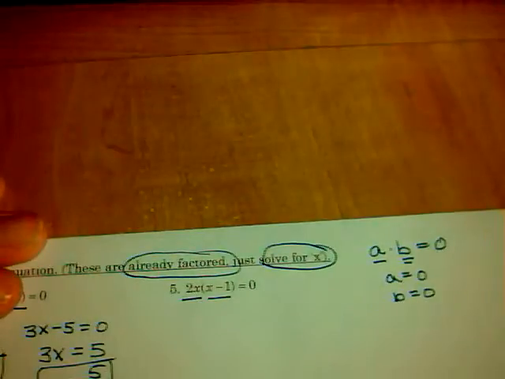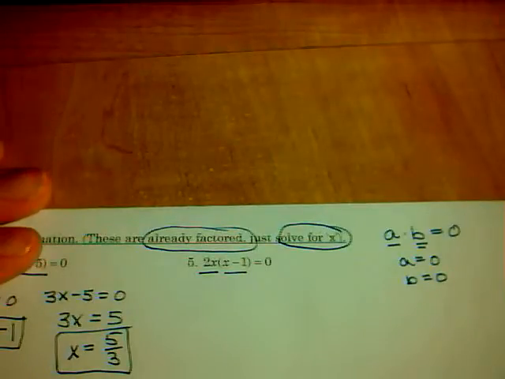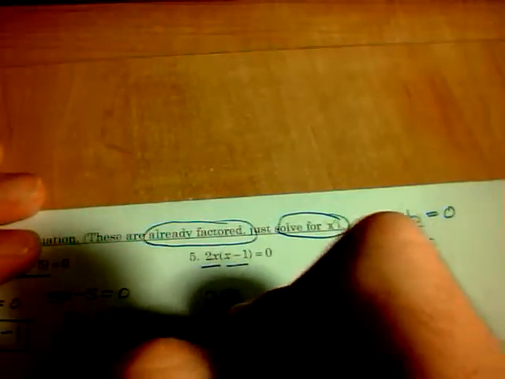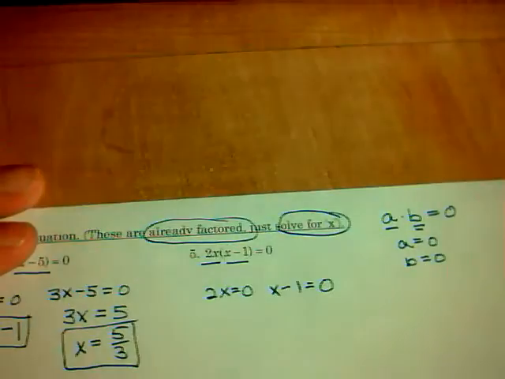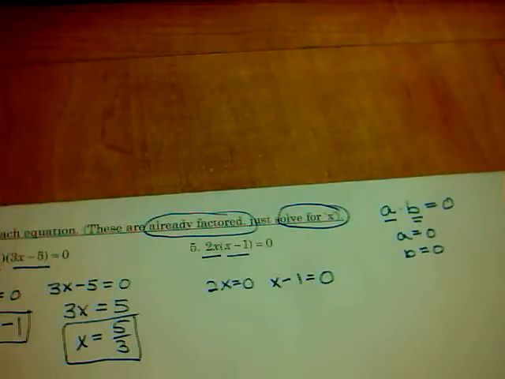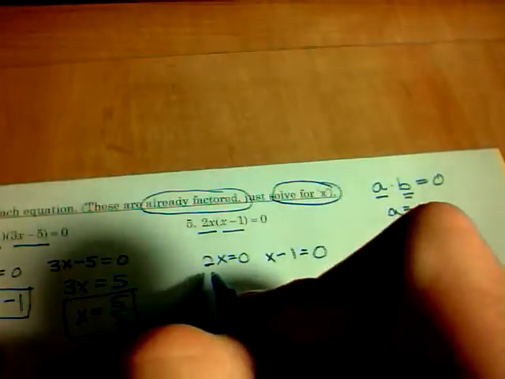Okay? Now problem number 5, we have the same thing. We have two values multiplied together to get you 0. So either one of these could be equal to 0. So we've got the 2x, that could equal 0. Or we've got the x minus 1, that could also be equal to 0.